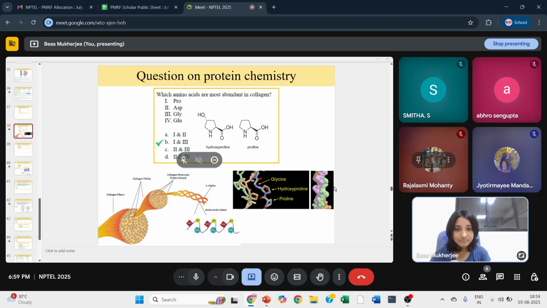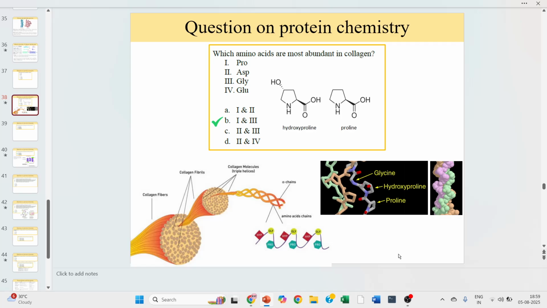And these repeats form these alpha chains, and these alpha chains come together to form the triple helices, and triple helices form the collagen fibrils, and the fibrils form the fibers. This is the process. Okay.